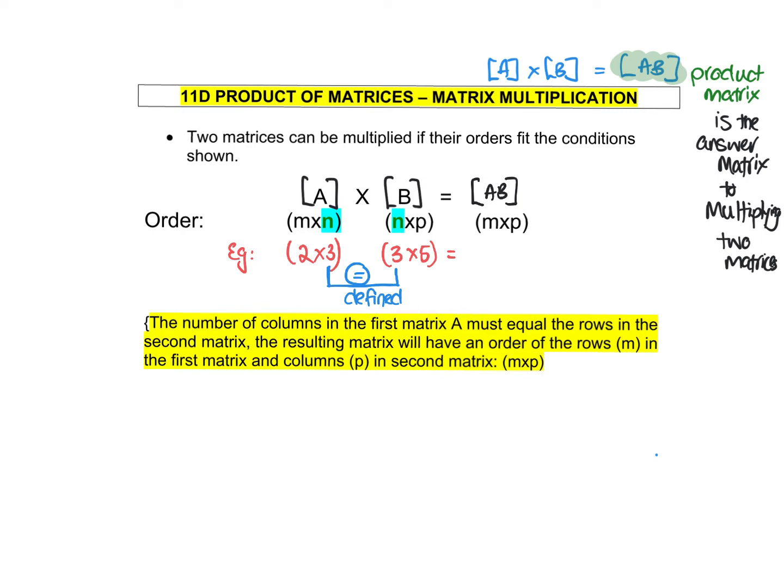That means we can calculate it. If they are equal, it means you can multiply. Your product matrix is going to have an order of the rows of the first one and the columns of the second one. So our answer is going to be a 2 by 5 if I was looking at that example.